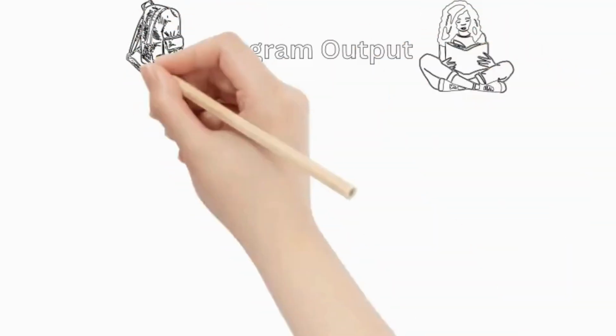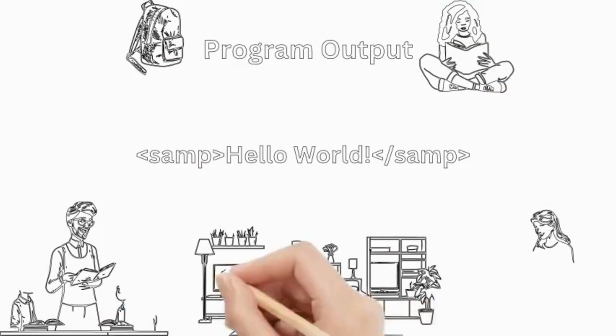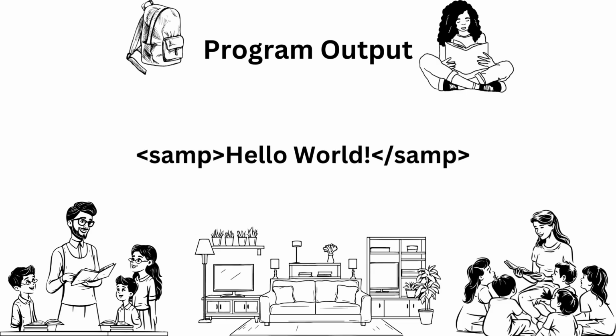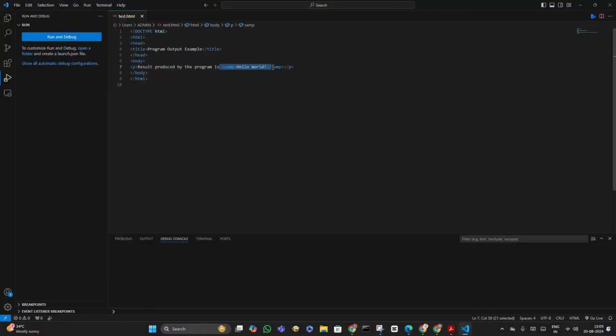The samp element is used to display sample output from a program or script. It's usually used in documentation. Let's see it in action. This will display result produced by the program is Hello World, where Hello World is highlighted as output.